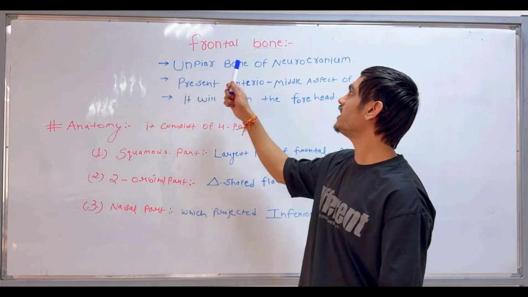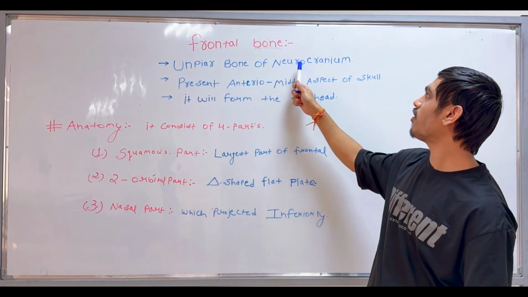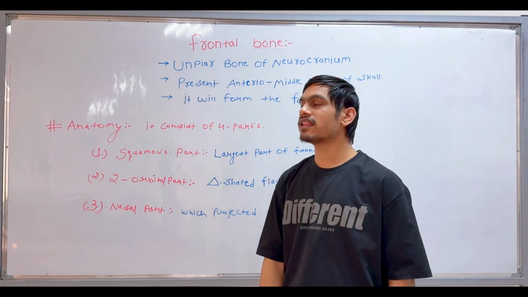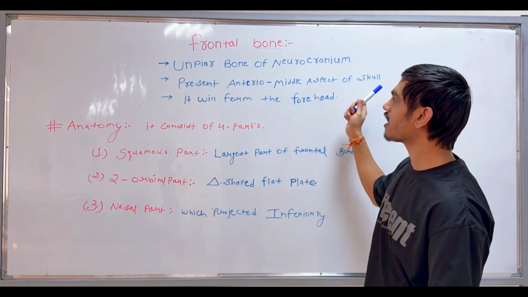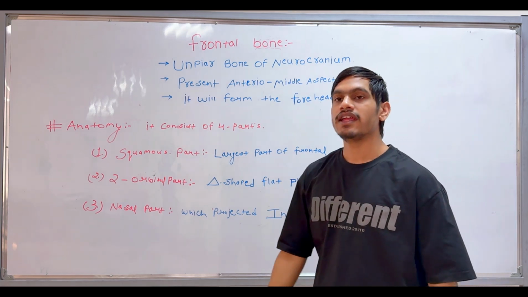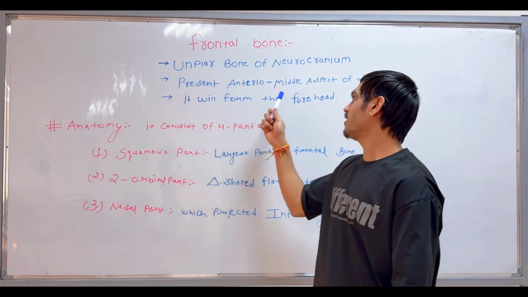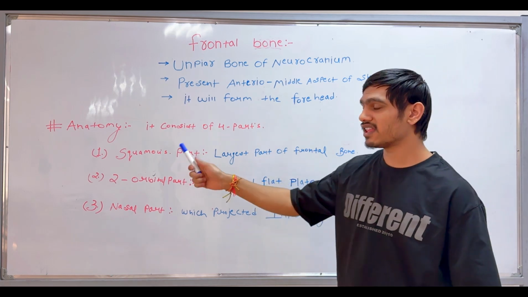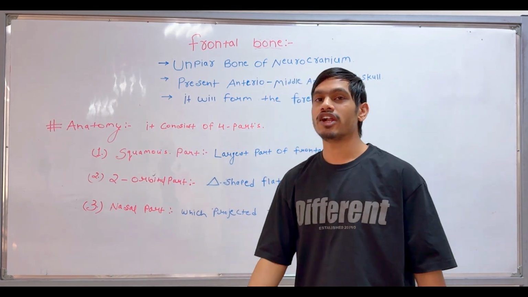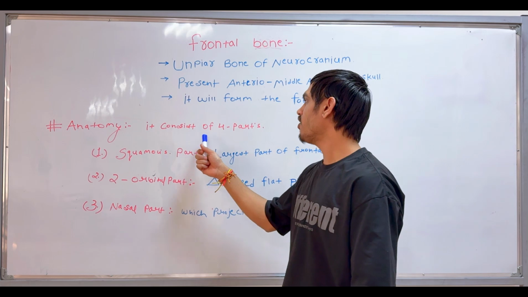So the frontal bone is an unpaired bone of the neurocranium, and it is present at the anterior medial aspect of the skull, and it forms the forehead. And after that we will see the anatomy. So anatomically it consists of four parts.